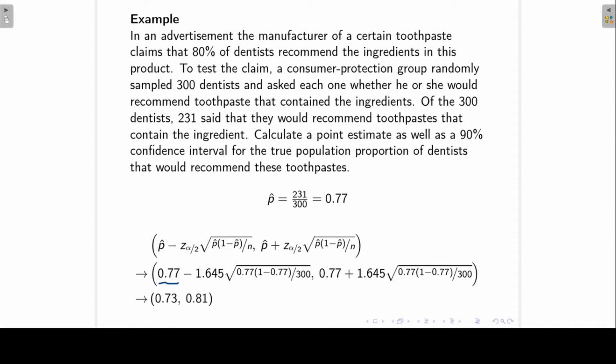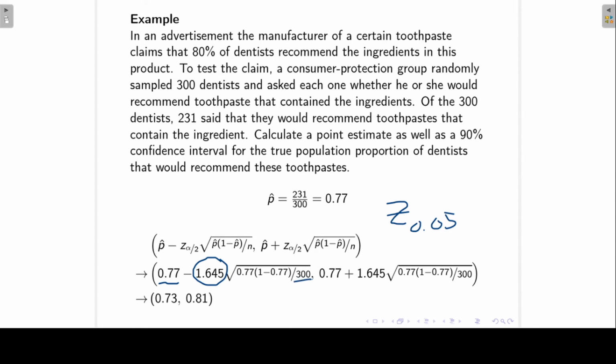So alpha is 10%, alpha over 2 is 0.05. And by now, you should recognize this Z_0.05, which is equal to 1.645. Okay, and then I multiply it with the square root of p hat (1 minus p hat) divided by n. So p hat we already calculated as 0.77. Our sample size n is 300.